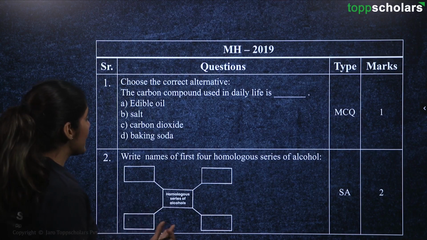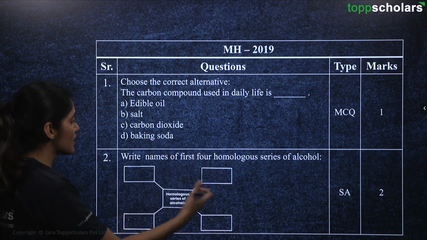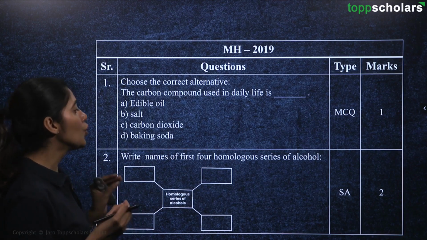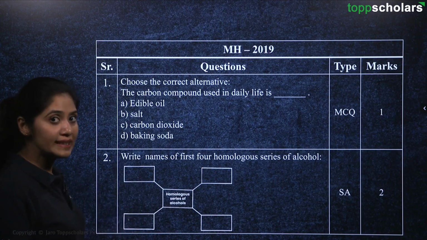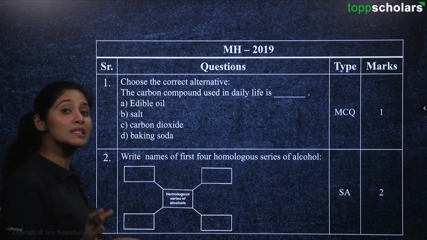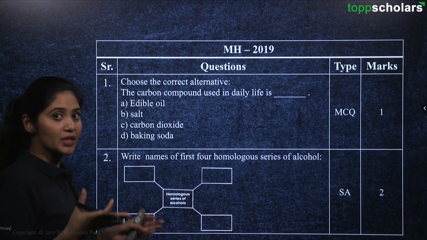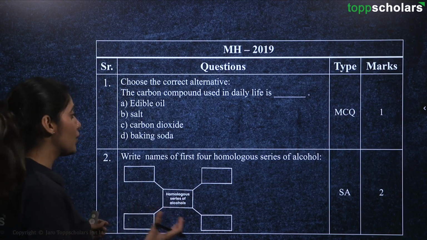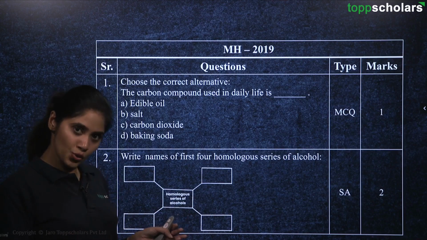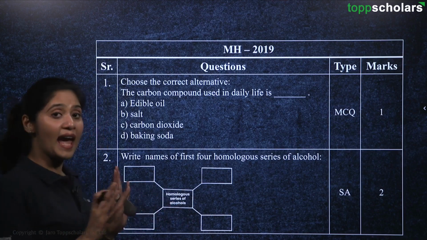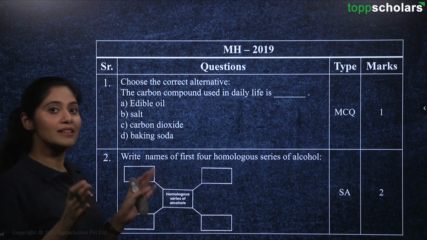Now, write names of the first 4 homologous series of alcohol. We have to mention the first 4 members of the homologous series of alcohol, which means, what is a homologous series? That means they show similar properties and they only differ by CH2, right? They only differ slightly by an increasing number of CH2 units present in them. Otherwise, they all have similar properties and a similar general structure, right?